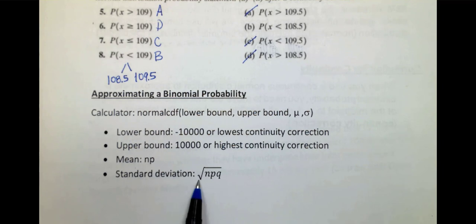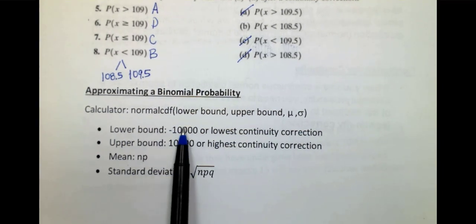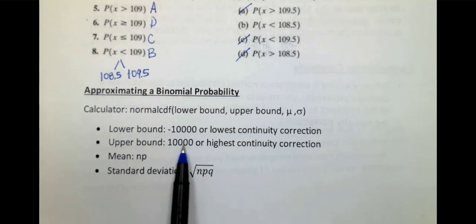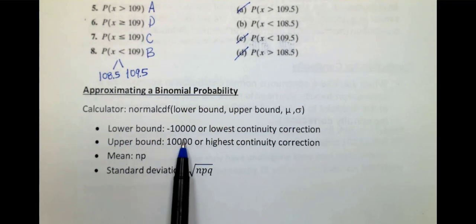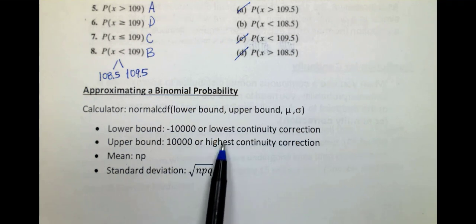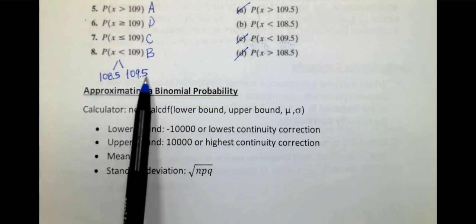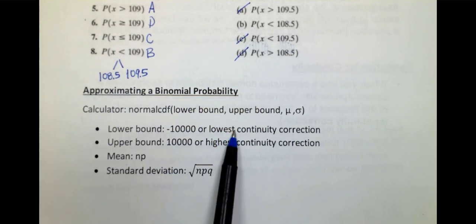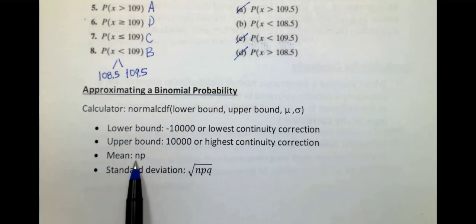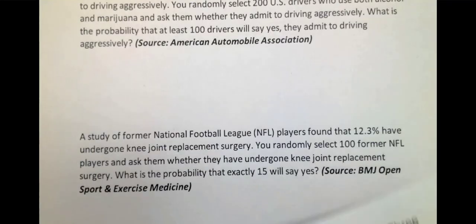Mean n times p, and then square root of n times p times q. Okay, so our negative 10,000 or positive 10,000, depending on whether we're going left or right, and then this is going to be our 0.5 correction, then n times p, and then square root of n times p times q.